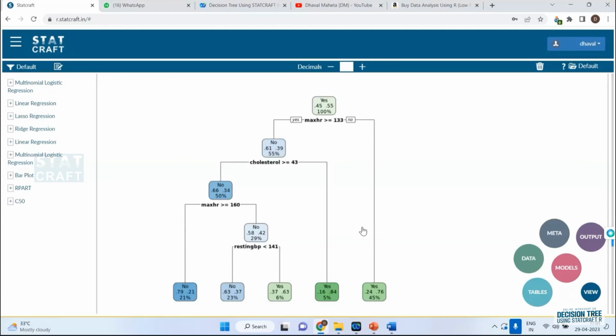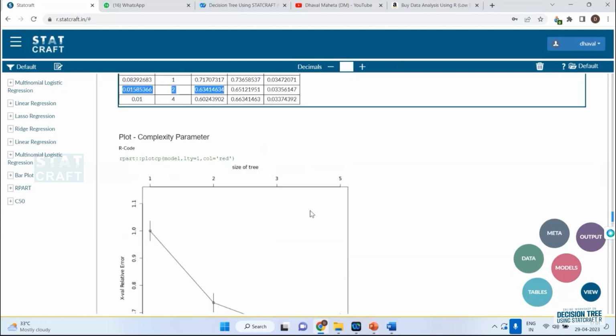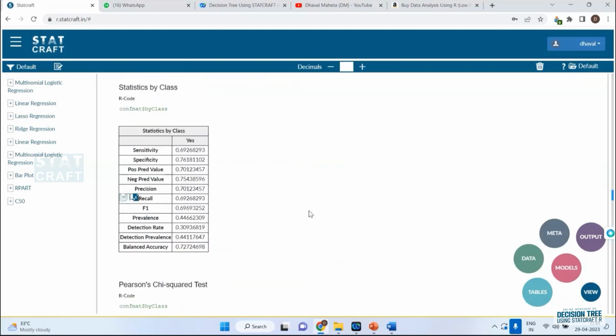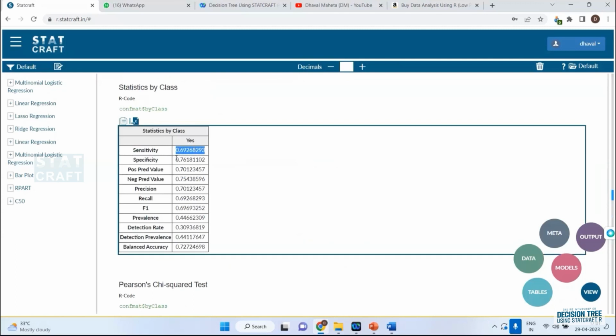Let's proceed further. Let's see the sensitivity, specificity, positive predicted value, negative predicted value, precision, recall, F1, prevalence. The model has a sensitivity of 0.69, meaning that it correctly identifies about 69% of actual positive cases.